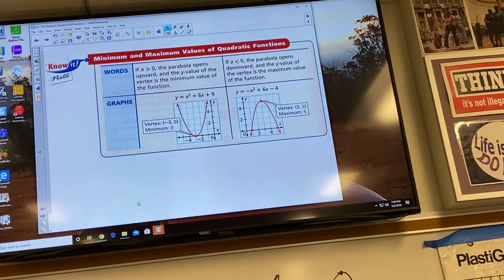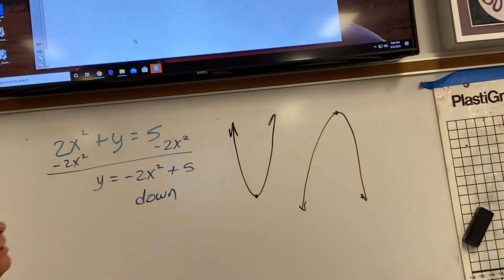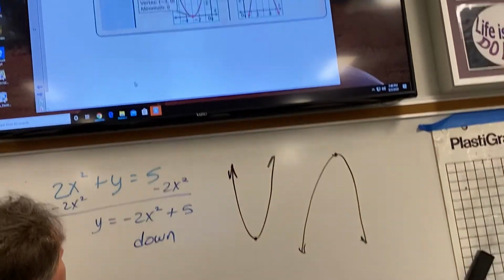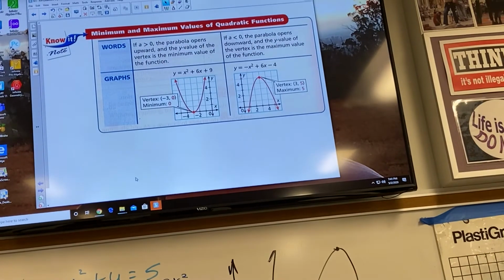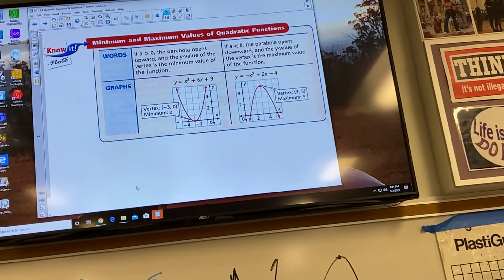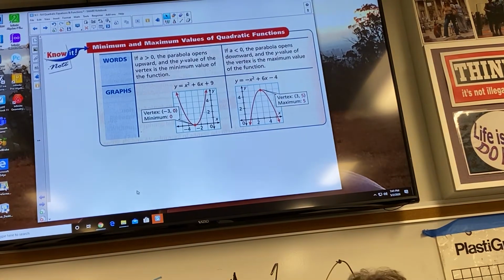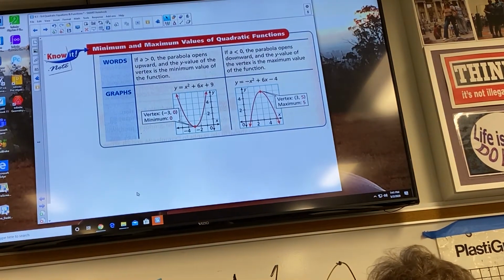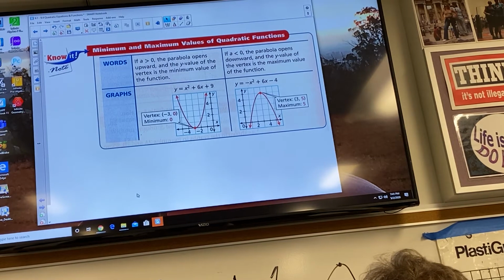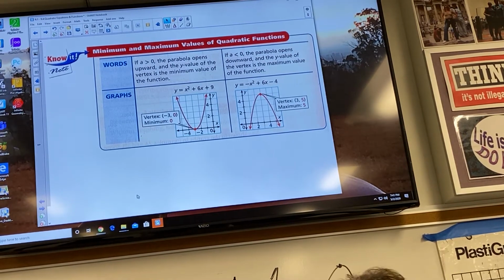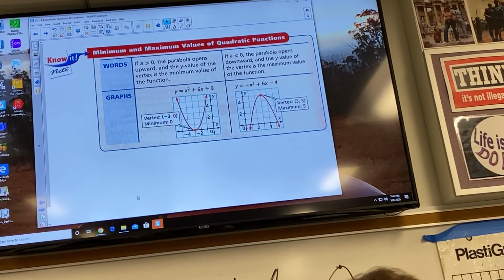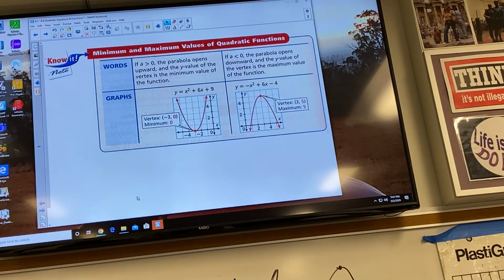The words up there say if a is greater than 0, that means positive, the parabola opens up, and the y value of the vertex is the minimum value of the function. Just exactly what I told you. If a is less than 0, in other words, a is negative, the parabola opens down, and the y value of the vertex is a maximum value. Makes sense.